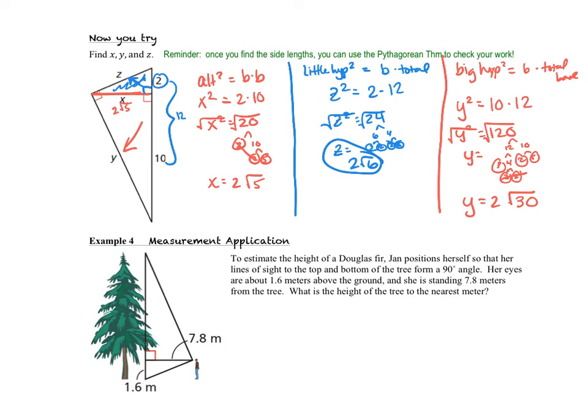Okay, so here we're given the altitude is 7.8, so we could say 7.8 squared equals base times, we don't know the other base, 1.6 times x. And 7.8 squared, 60.84 equals 1.6x. Divide both sides by 1.6. It's 38.025.